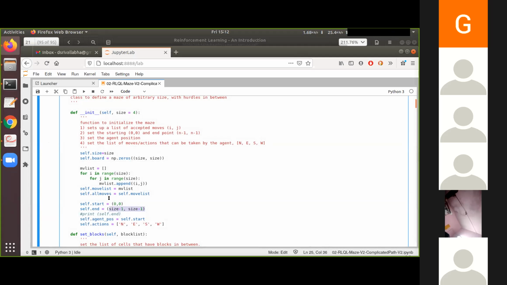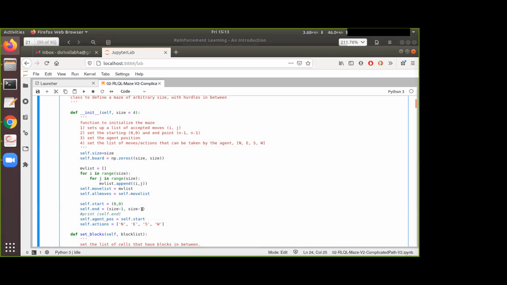There is a small nuance here. The indices either start from 1, so 1, 2, 3, or from 0, so 0 to 2. So if you have 0, 0, the ending will be 2, 2 or 3, 3 or whatever number it is. So the maze starts at 0, 0. The ending destination is at size, size. Meaning if I say 5, ending is at 4, 4, since we start with 0 index.